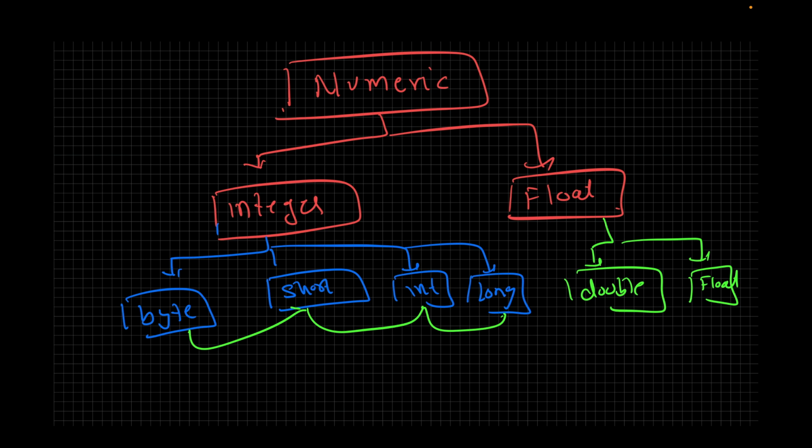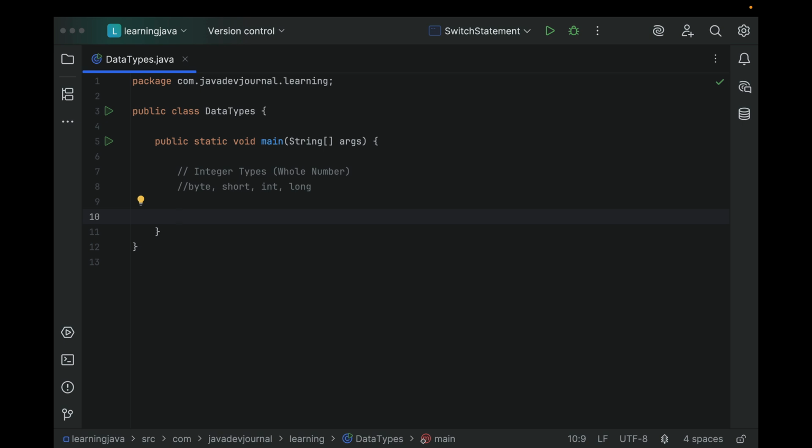Similarly, for float, there are two variations. Number one is double, and then float. Again, these are just float values, decimal values. The only difference is that based upon certain criteria, double might be the best fit, or in certain cases, float might be the best fit. So we're going to cover the integer types, which are the whole numbers, and there are four variations of it: byte, short, int, and long.